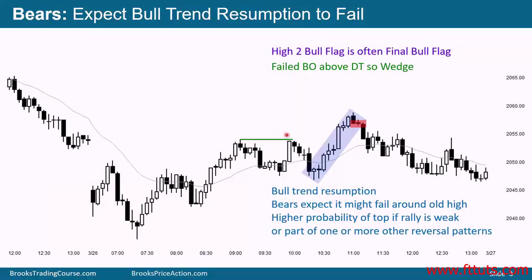We have a double top. I said we have a double bottom. We also have a double top. The market tried to reverse here. Instead, we broke out. And this rally with that bear bar might be a failed breakout above the double top.